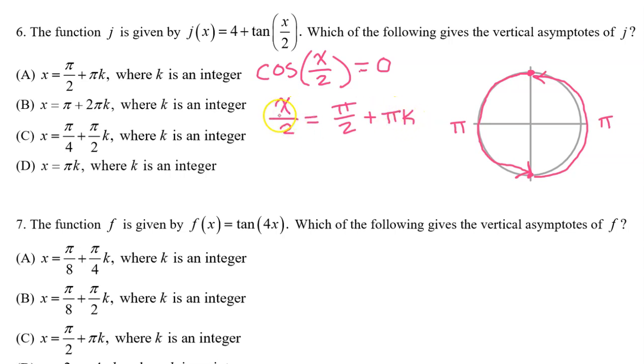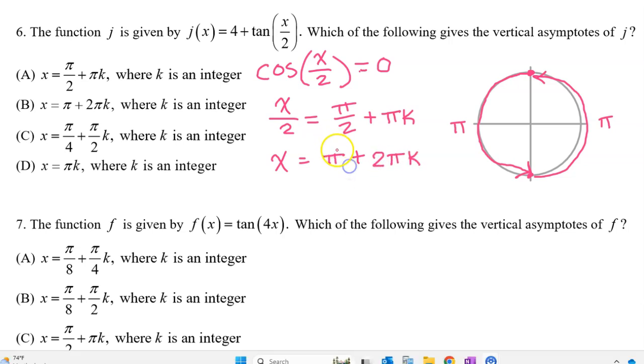We need to still get x by itself, so let's multiply both sides of the equation by 2. Multiplying by 2 on the left leaves x. Multiplying pi over 2 by 2 cancels out the 2 and leaves pi. And multiplying this last term by 2 gives us 2 pi k. Let's look for this among the options, and we see that the answer is B.